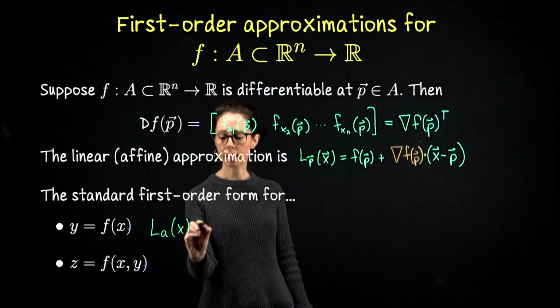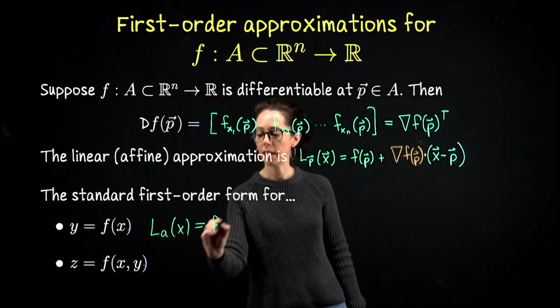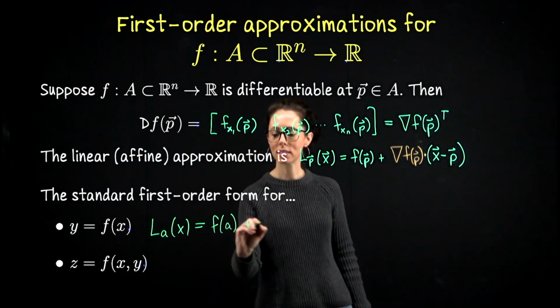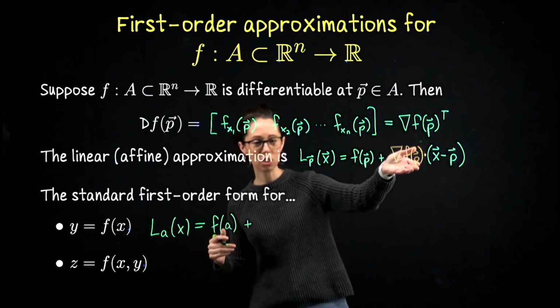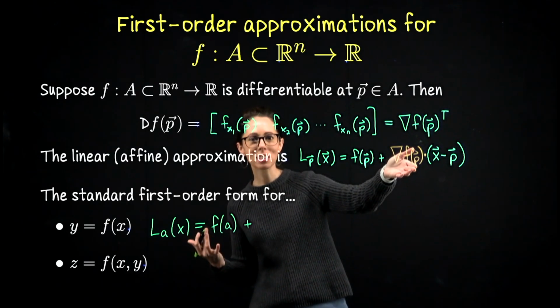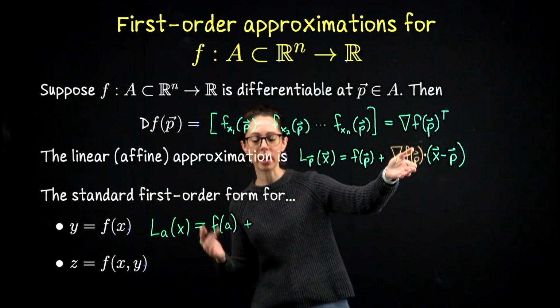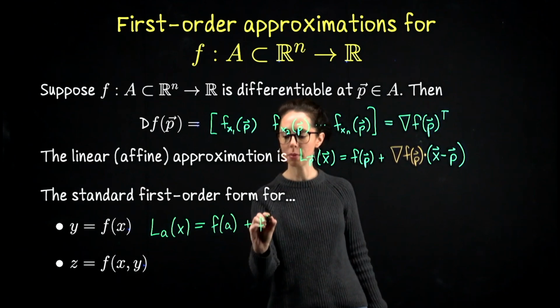it's a function of the scalar x, and it's going to be f at a plus the gradient of f at a dot this, but this is just a 1 by 1 matrix. So it's a scalar and it has a very special name in calculus. We call it f prime of a.